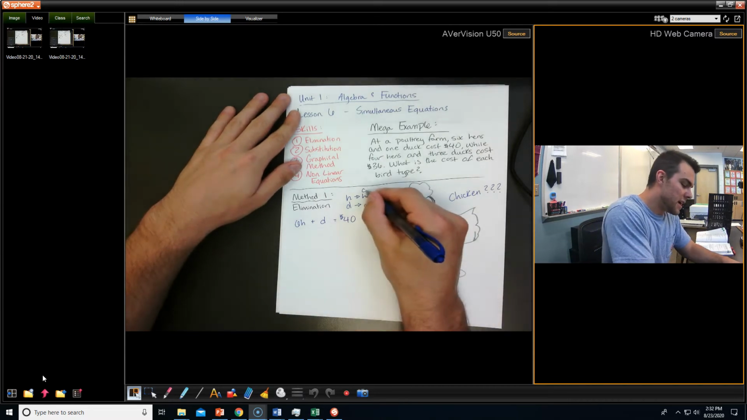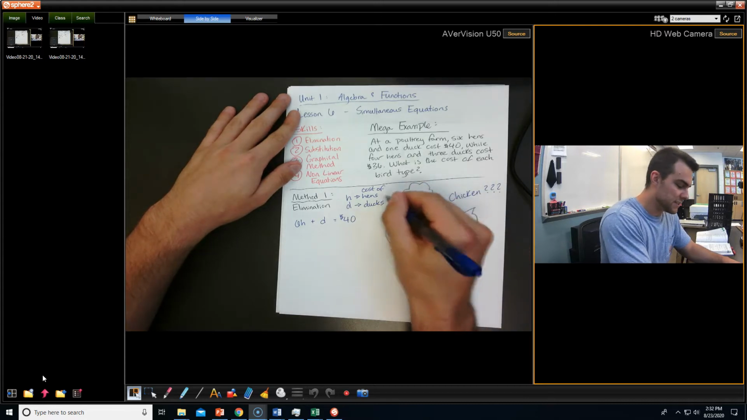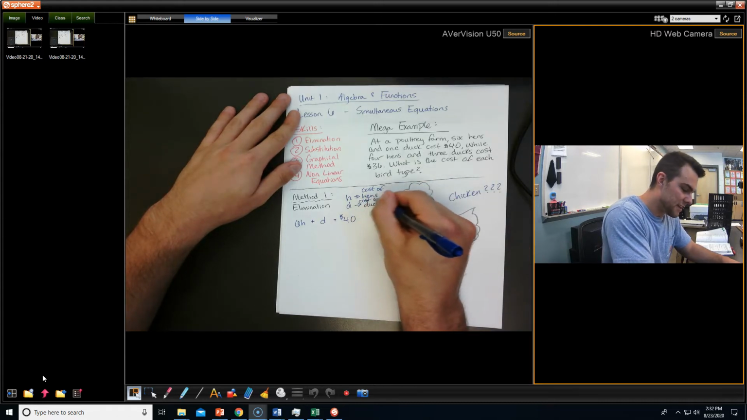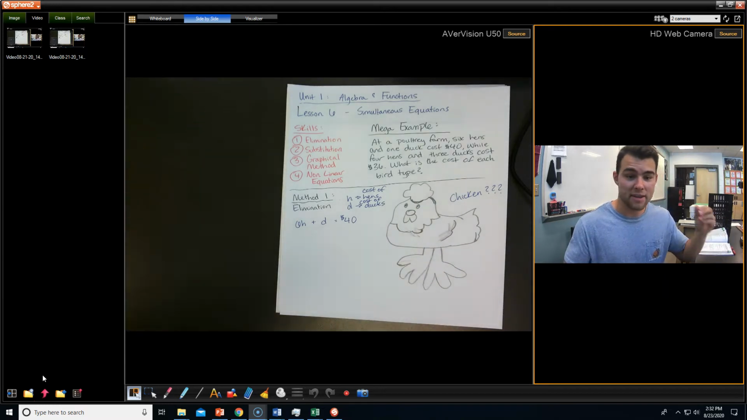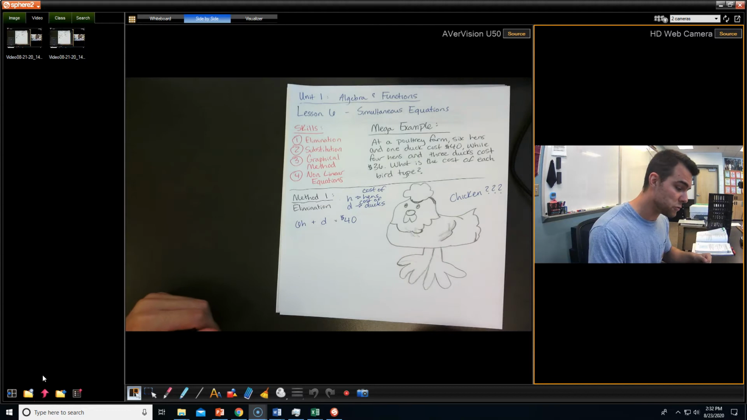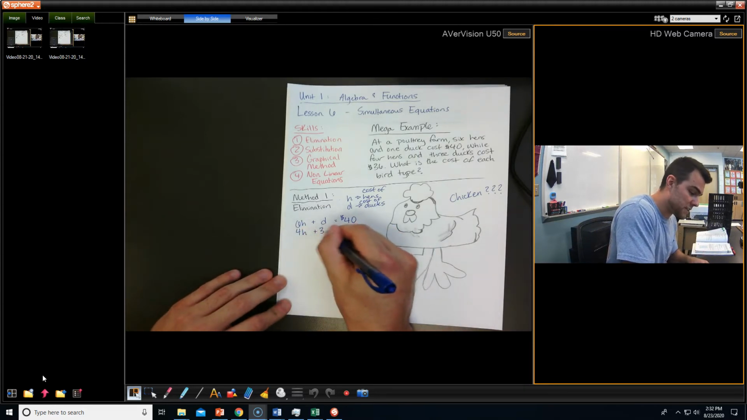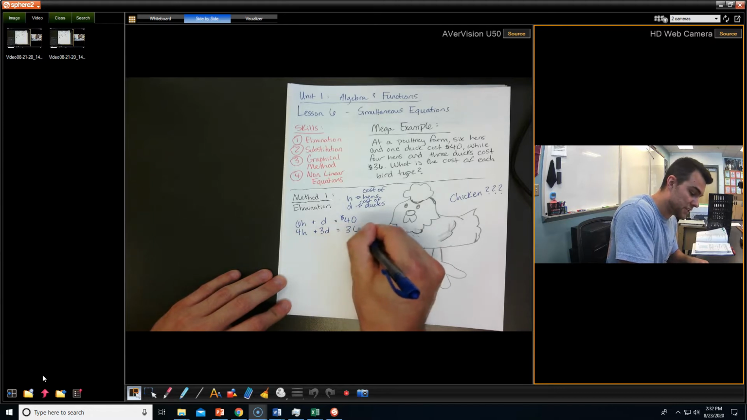Anyway, this is not really just hens and ducks. This is the cost of hens, and this is the cost of ducks, whatever that might be. So we need to figure out what that is with the second equation as well. We also know that 4 hens and 3 ducks is going to equal $36.